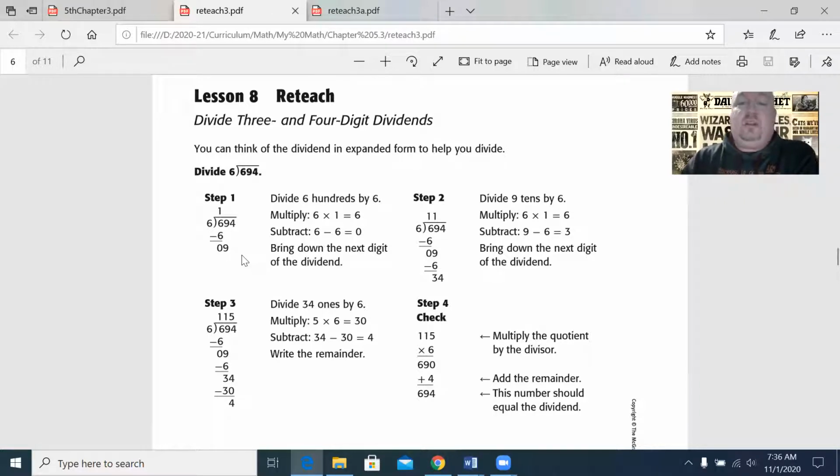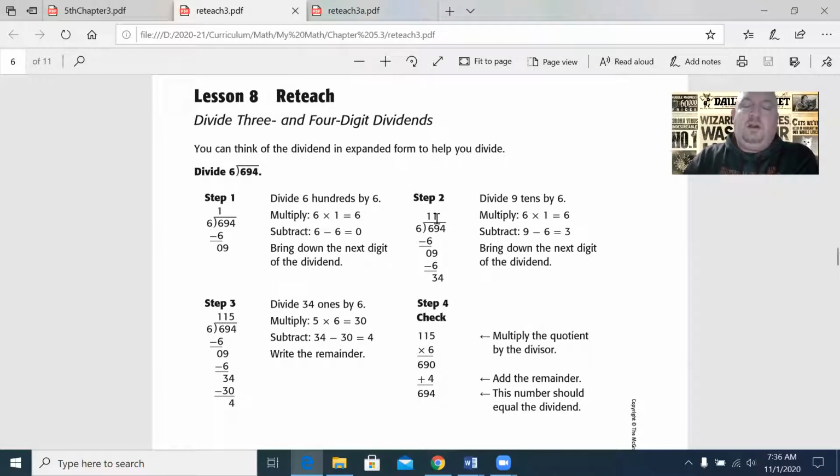Notice we're not now doing 694. We're not even worried about what's up here. That part is inconsequential to us. We're going right here at 6 into 9. So 6 goes into 9. 6, 12, like The Price is Right, you can't go over, so let's keep it at 6.